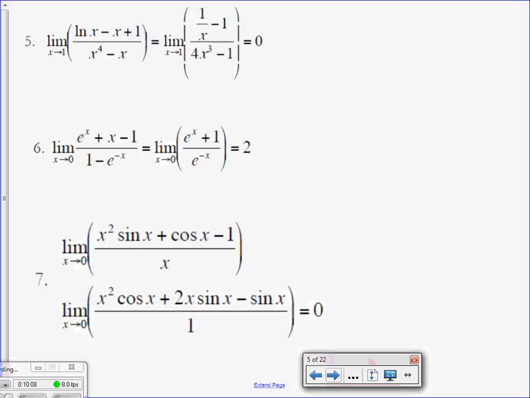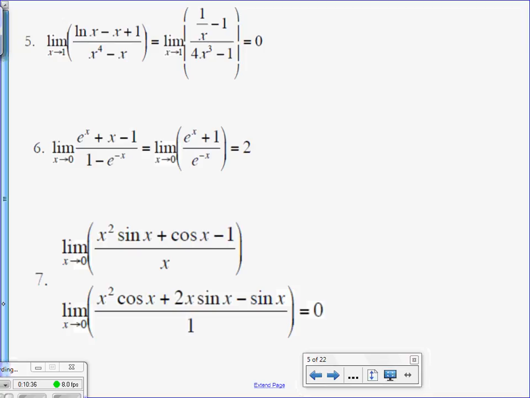Okay, but you're right. The derivative of e to the negative x is negative e to the negative x, but it's a minus in front. So it's minus negative e to the negative x. So it's positive e to the negative x. So that one you get 2 for the first step. You did have to apply L'Hopital's. You had a 0 over 0. Yep.